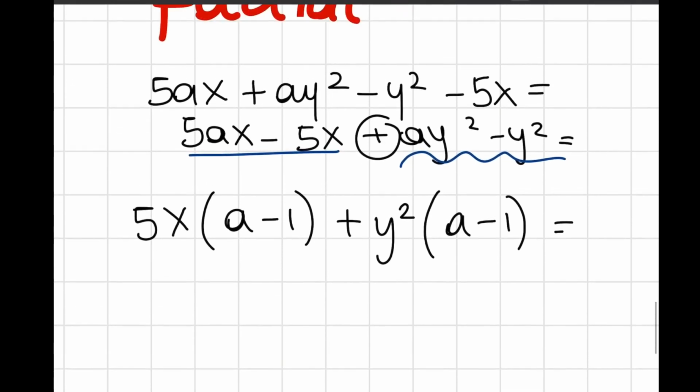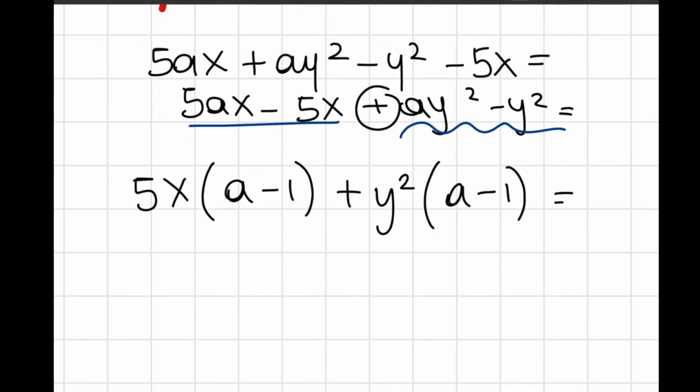Look at that, we have the same term in both parts. So we have the a minus 1 is our common divisor. Disclaimer: the common divisor can be a binomial, can be even a polynomial. It doesn't have to be a monomial like in this case. So do not feel scared if you're faced with a binomial as a common divisor.